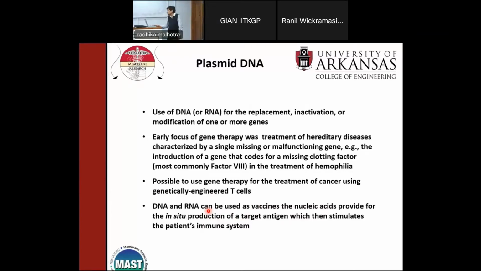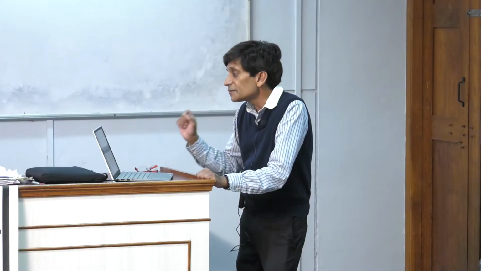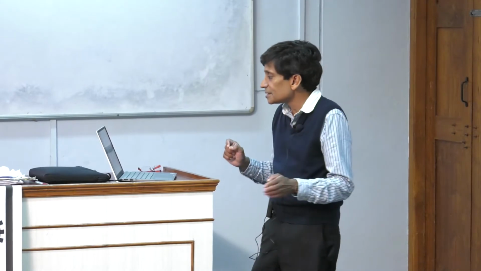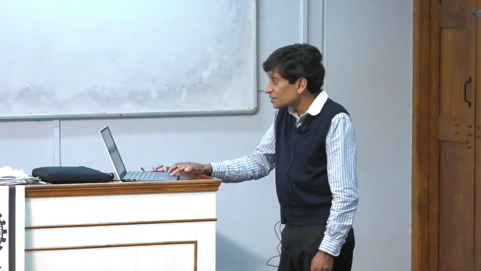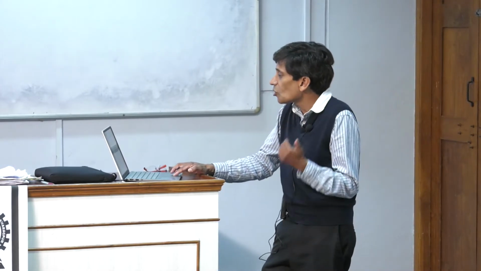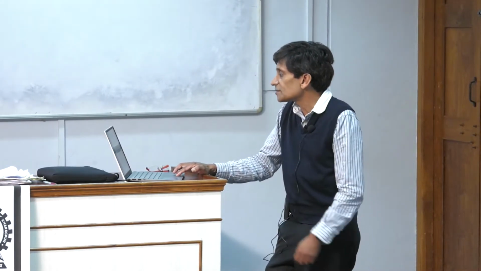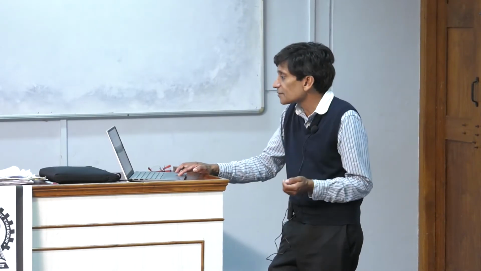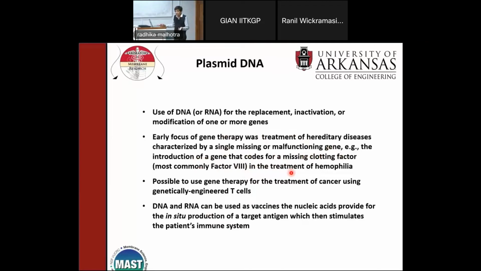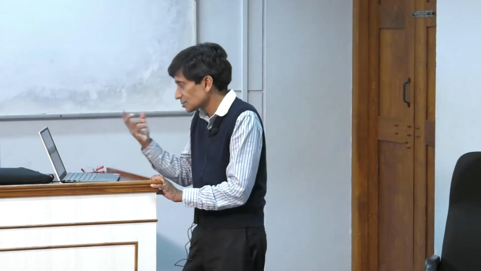So use of DNA or RNA for the replacement, inactivation, or modification of one or more genes is another very interesting area of development, okay? So the early focus of gene therapy, so we talked about gene therapy a little bit. The early focus of gene therapy was treatment of hereditary diseases characterized by a single missing or malfunctioning gene. The introduction of a gene that codes for the missing gene, say a missing clotting factor, for example, factor 8, is a treatment for hemophilia. So you're genetically missing this gene. If I can somehow find a way to insert it, right, and that's great. Then you overcome the problem. However, there are other ways where you can look at replacement of or inactivation of just DNA or RNA units. Okay, that's one area of development.